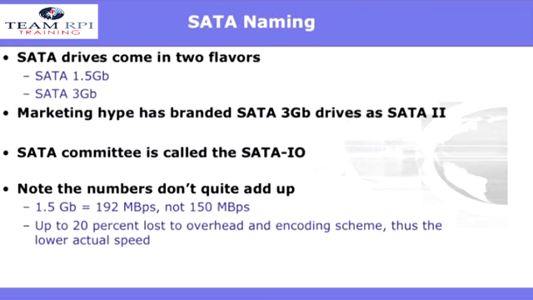So SATA drives come in two basic flavors, SATA 1.5 gigabit and SATA 3 gigabit drives. Sometimes you'll see the SATA 3 gigabit drive indicated as SATA 2.